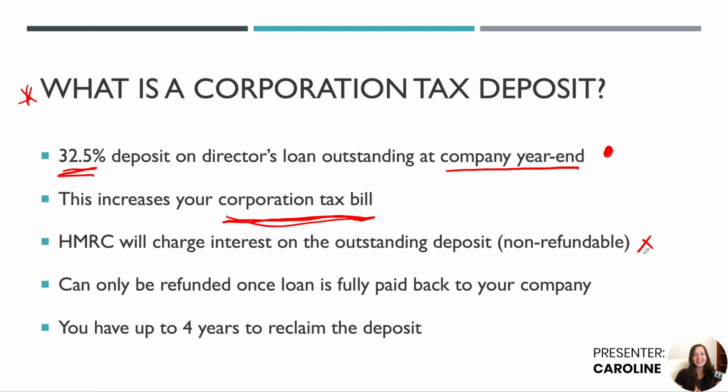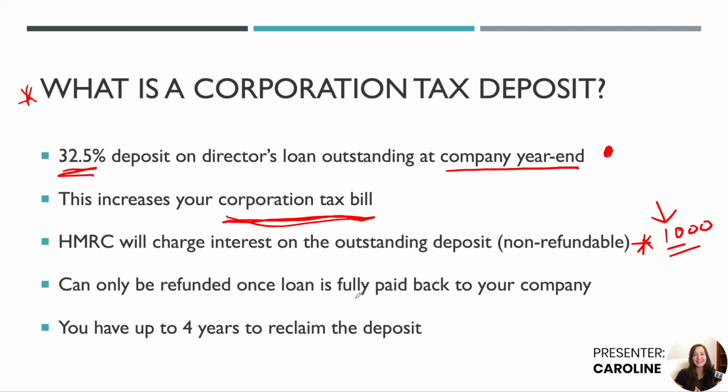This only happens if you have a 32.5% deposit, let's say it's £1,000, and you don't pay it before the corporation tax deadline, then HMRC will charge interest on this value. So that's just something to keep in mind. If you don't pay the deposit, there will be interest charges on that deposit until the loan is fully repaid or you've paid the deposit. So take your pick.